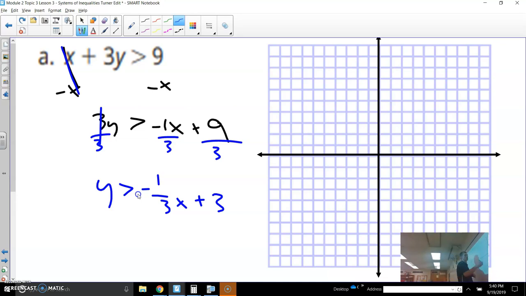So let's start at 3. And looking at my slope, it's negative, so I should be going down to the right. So I'm going to go down 1, right 3, down 1, right 3, down 1, right 3. I can even backtrack a few times.